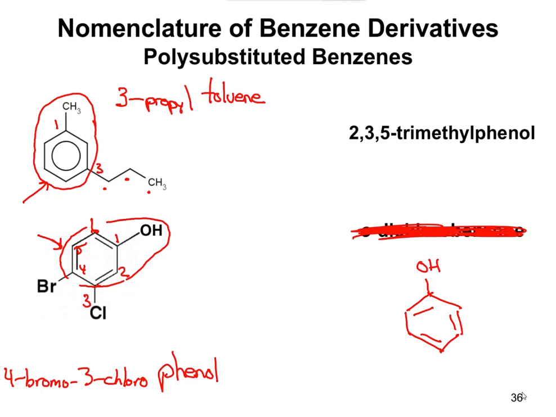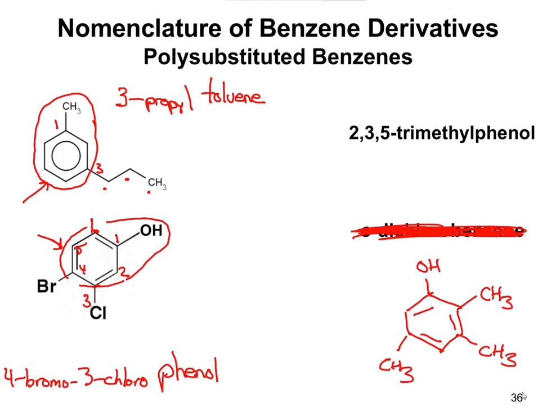Now we have 2,3,5-trimethyl. Well, we know the OH is position 1. That's going to be position 2. That's position 3. And that's position 5. And then we can draw methyls on all of those. I also could have left them as skeletal structures with just the line. So either way would have worked correctly for that one.